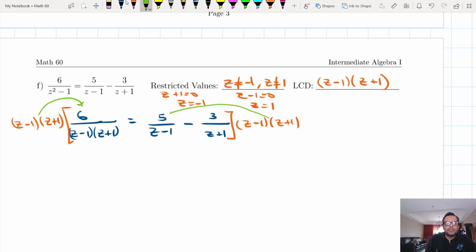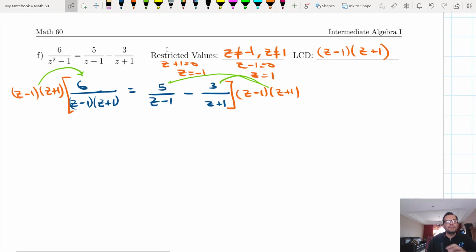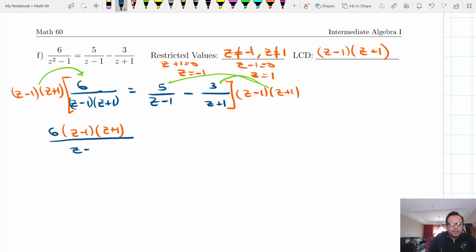Let's distribute the LCD over the first term of the left-hand side and the terms of the right-hand side. Again, I'm going to keep the same colors. What am I doing here? I'm multiplying the LCD, highlighted in green, z minus 1 times z plus 1, with the number 6. Okay, so let's write it down. 6 times z minus 1 times z plus 1, divided by z minus 1 times z plus 1.